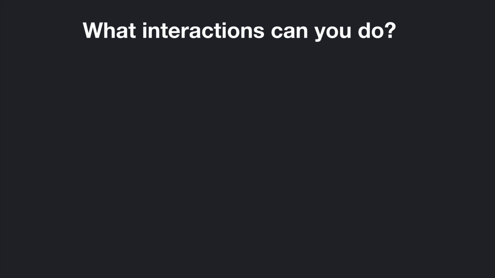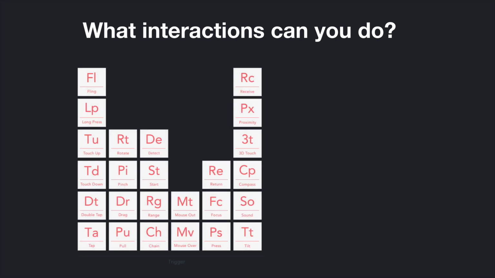So we're going to have a look at what ProtoPie gives you. First off, we have the triggers. Each one of these squares denotes a specific trigger that you can use. If we call out a few examples, we've got long press, we've got compass, so you can use the built-in compass inside of your device.